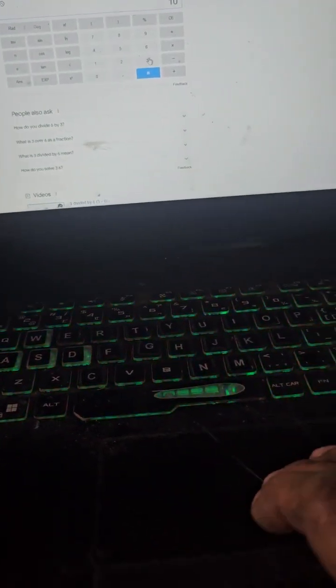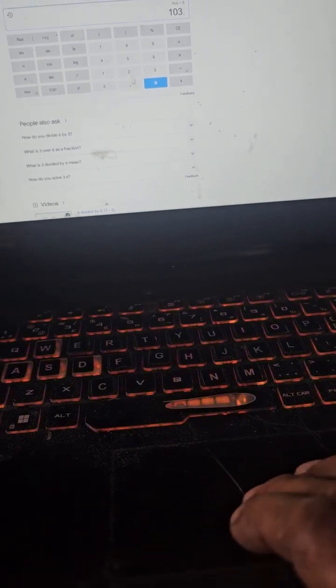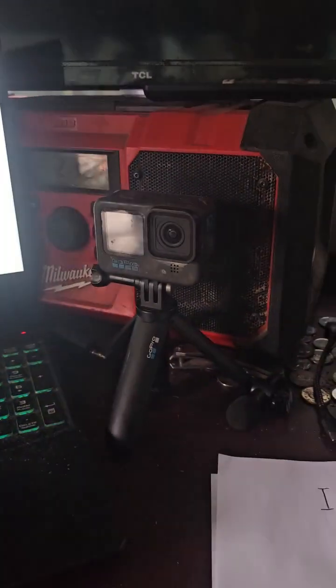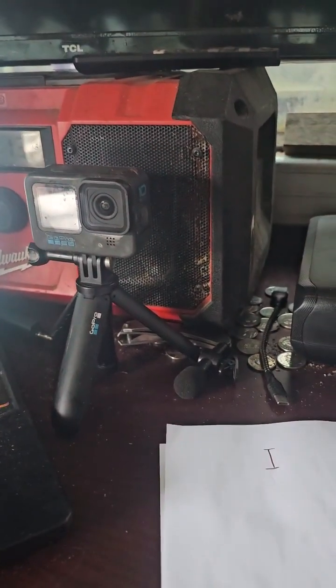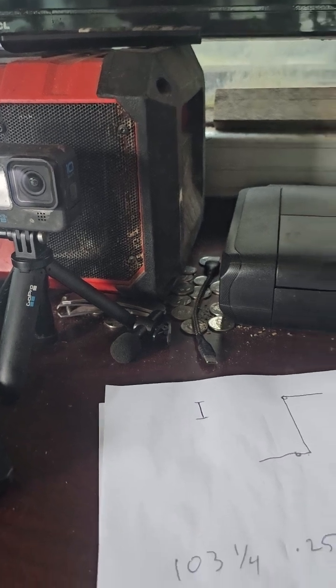Let's do 15. So we got 103.25 divided by 15 steps. Okay? Equals, well, we got 6. Let's round that up to the closest thousandth. We got 8033. Okay, so we're going to take that.